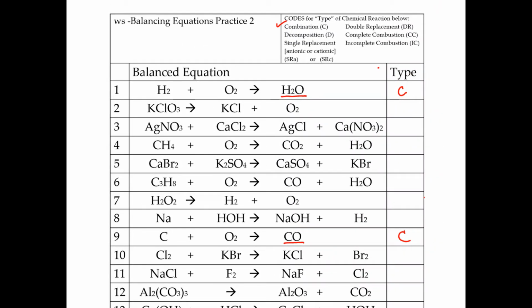That is the opposite. So decomposition means you are taking things apart, so that means you're going to have only one reactant. So as you look at number 2, you see that this has one reactant, so this is going to be a decomposition. As we move down the paper, we see number 7. Number 7 also has just one reactant, so that's going to be decomposition as well.